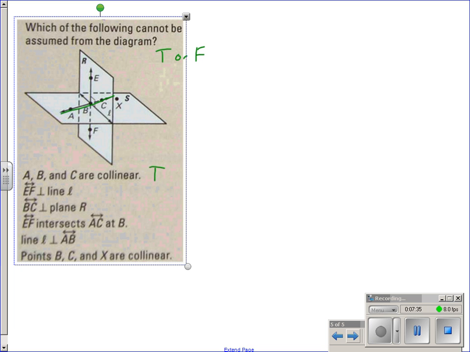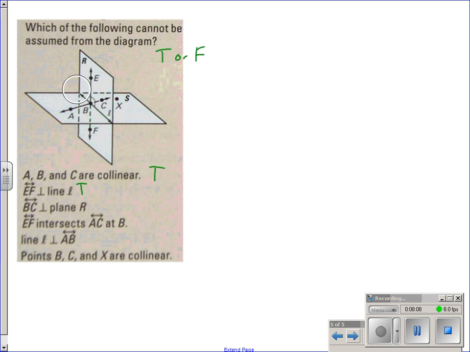The next one, line EF perpendicular to line L. Let me clean up the previous one. All right, this is also true because of that little perpendicular marker right there. It is connecting line EF to line L. That's where that perpendicular marker is connecting those two parts. That means they're perpendicular. Okay? So again, there's information in the picture that says this is true. We're not assuming anything, it's right there.